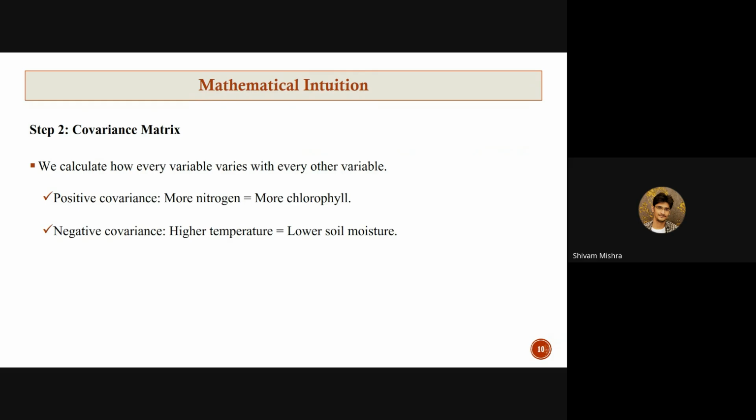Then the second step is calculation of the covariance matrix. We calculate how every variable varies with every other variable. Basically, we calculate the covariance between all the variables under study. We face two types of scenarios. First is positive covariance. Suppose more nitrogen means more chlorophyll. Second is negative covariance, where there is a negative relation between the variables. Suppose high temperature and lower soil moisture. If there is high temperature in the atmosphere, soil moisture will be lower. Similar to correlation.